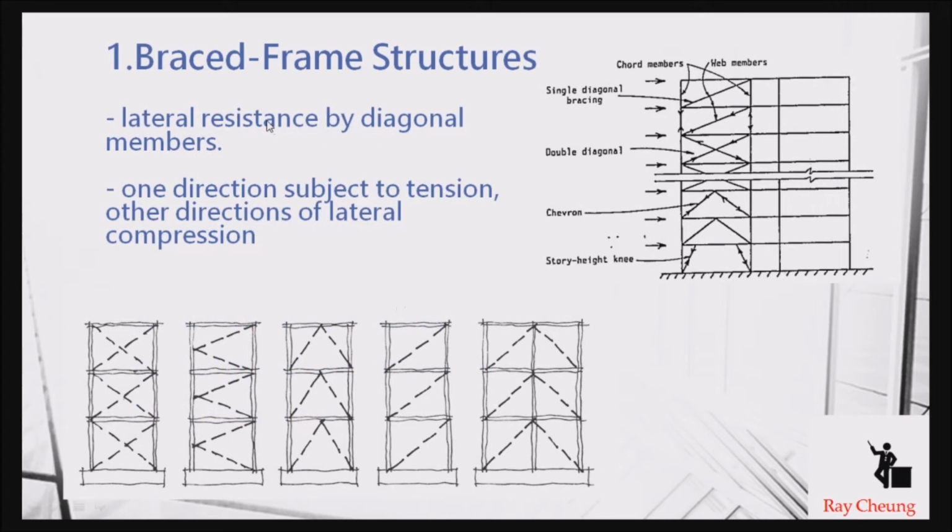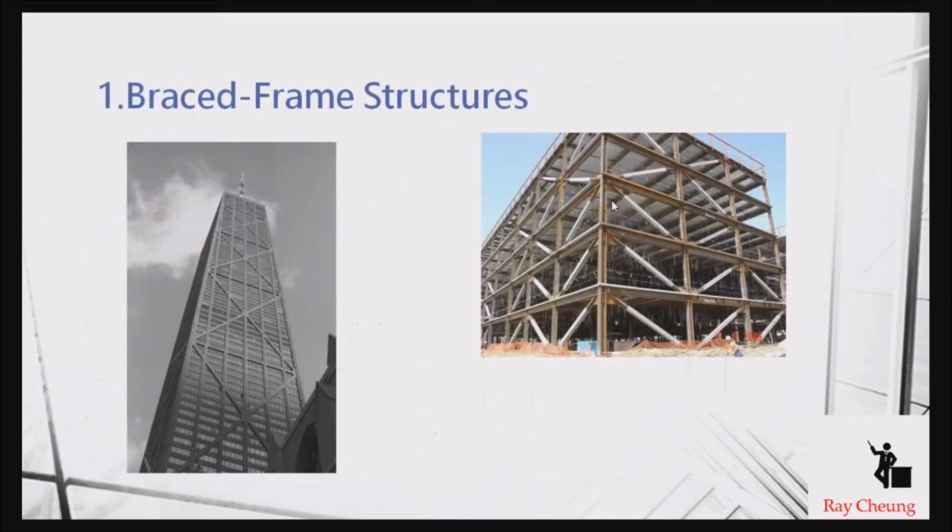And the first one I will talk about is the braced frame structures. Most likely this is a steel building. They use the brace to take the lateral force. For example, if the lateral force applies in here, they will have a compression and tension force, and then they can resolve the lateral force. And these are some of the examples.